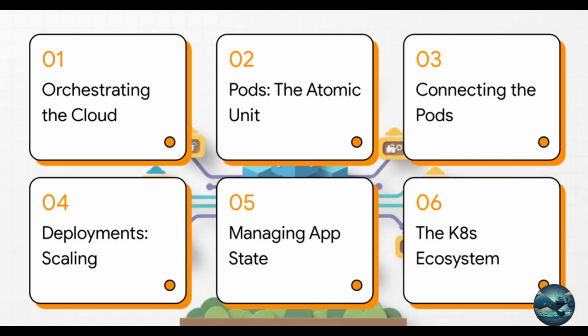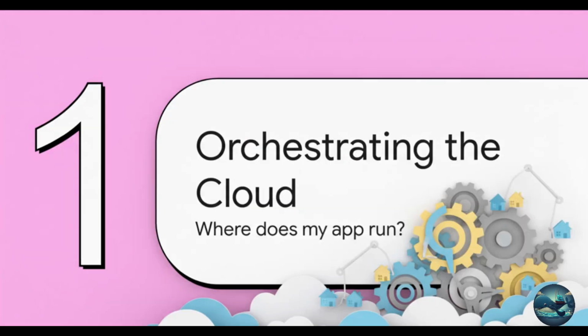So here's our roadmap. We're going to cover 6 key areas, basically following the life of an application. We'll start with the bare metal, build up our app with something called pods, figure out how to connect them, then make them scale with deployments, manage their data, and finally, we'll see how it all clicks together into one big picture. First up, orchestrating the cloud.